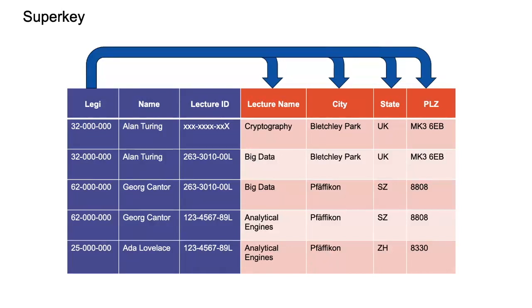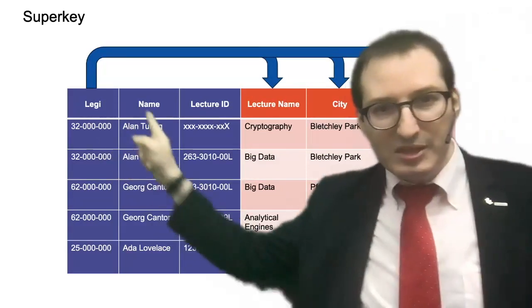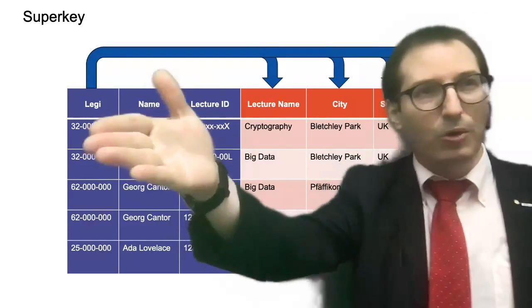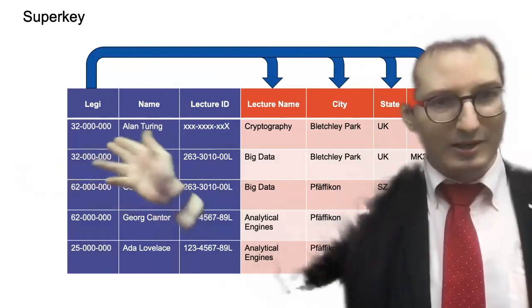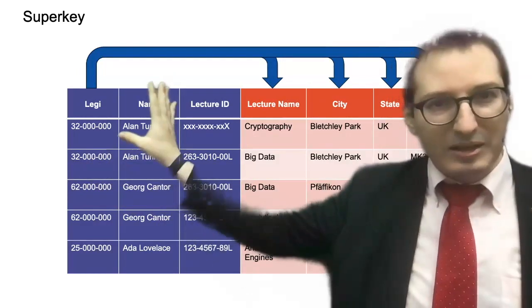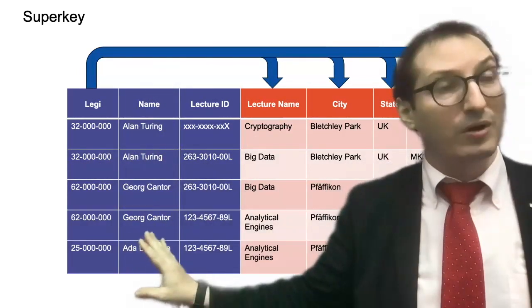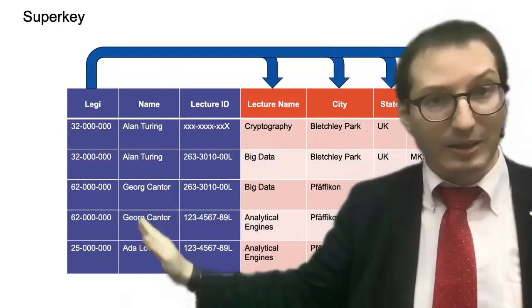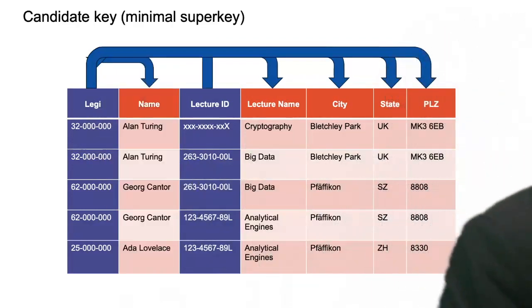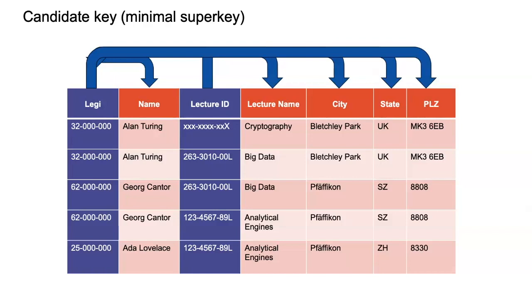Now, a super key could have useless attributes. For example, if I take all the attributes of the table, then it's a super key, right? If you know all the attributes, then you know all the attributes, right? So based on a super key, you may want to remove useless attributes. For example, if you notice that the name depends on the Legi, right? Your Legi number identifies you, right? So that identifies the students. So technically, the name here is superfluous in my super key. I don't need the name. All I need is the Legi and lecture ID, right? So I can try to find minimal super keys.